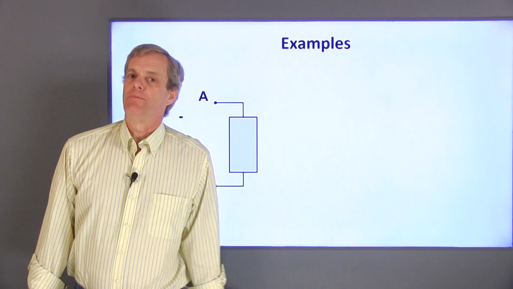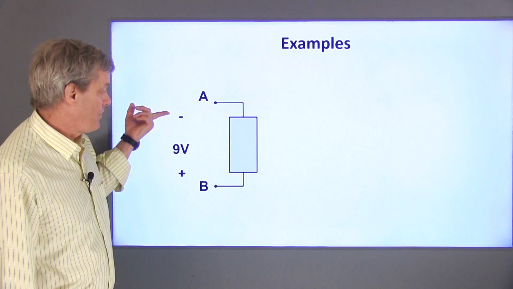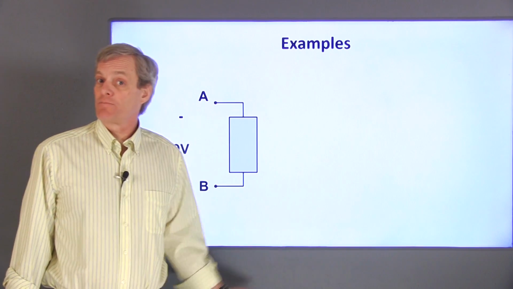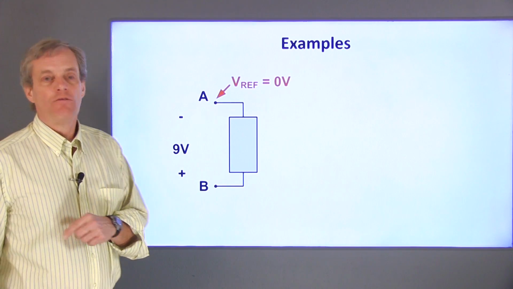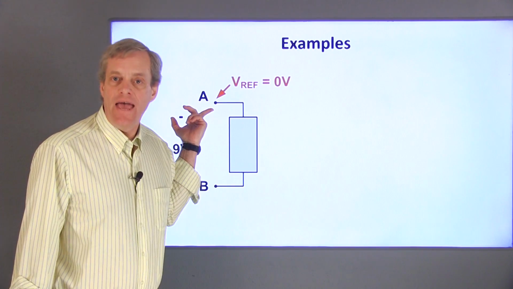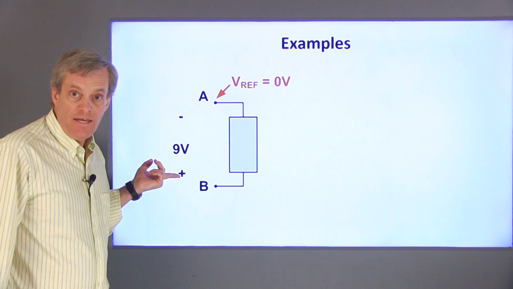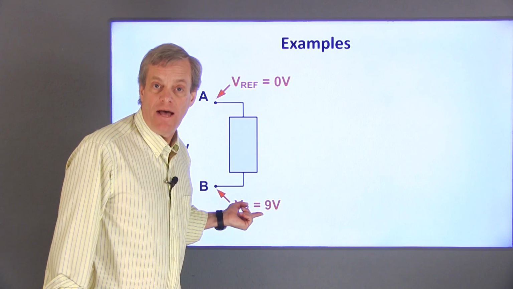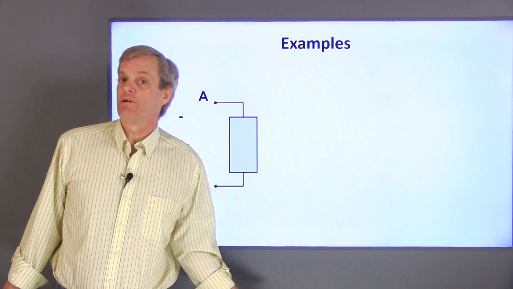Now let's look at a few examples. This circuit element has a 9-volt difference between its terminals with this polarity. We can choose one of these terminals as a reference and express the voltage at the other terminal relative to that reference. For example, let's choose node A as being at what we'll think of as 0 volts. Node B is 9 volts above the voltage at node A, so VB is equal to positive 9 volts. Our choice of reference voltage is arbitrary.